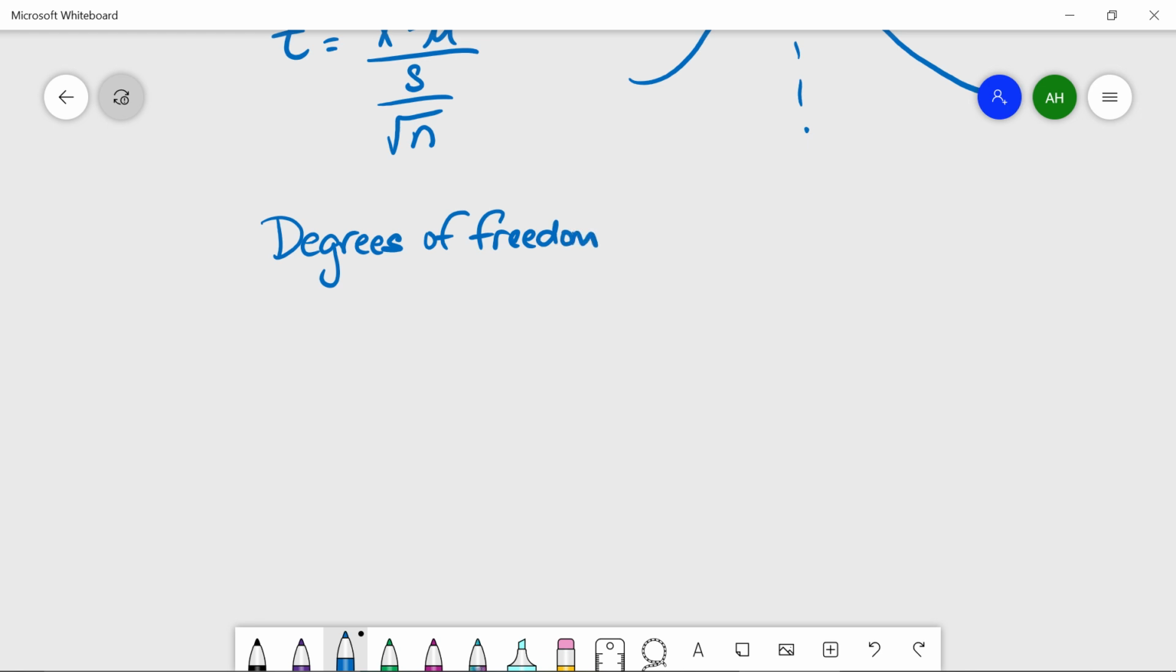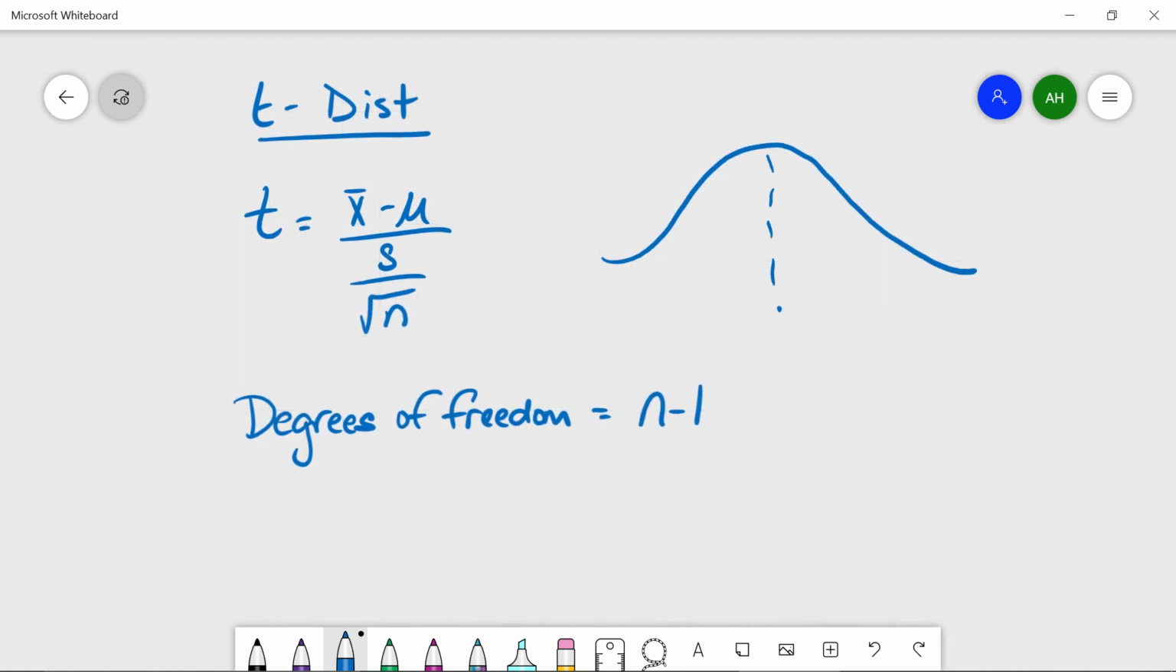All right, so degrees of freedom, that's going to be the number of free choices left after a sample statistic is calculated. When we're using a t-distribution to estimate the population mean, the degrees of freedom is going to equal n minus 1. So the degrees of freedom is just the sample size minus 1. Okay, the area underneath our curve, just like before, is going to be 1 or 100%.